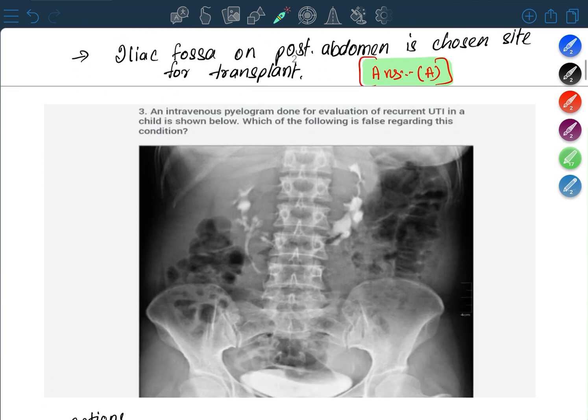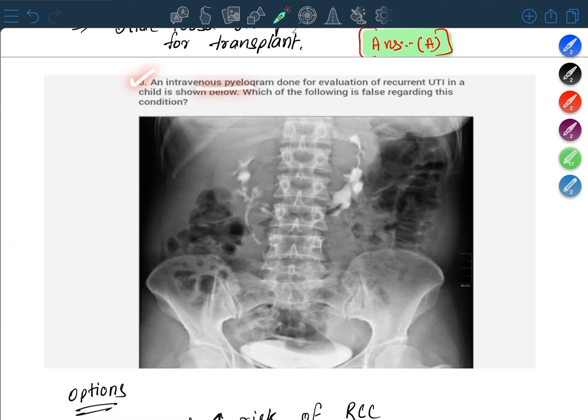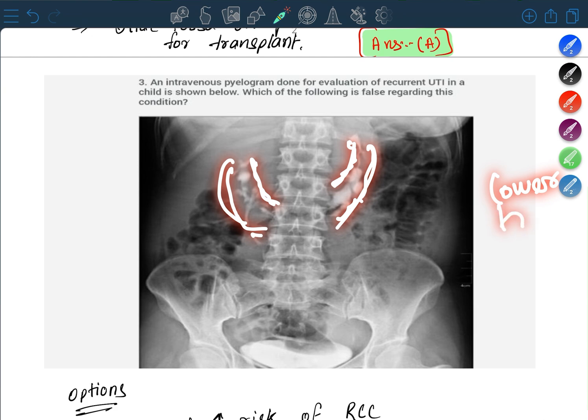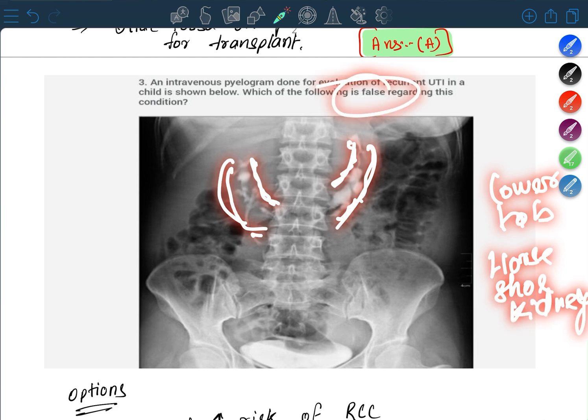Now let's move on. Intravenous pyelogram done for evaluation of a recurrent UTI, urinary tract infection in a child is shown below. Which of the following is false? This is very important. False regarding this condition. Okay, let's see this image. We can see this and again joining from this side. So see, these are the kidneys and they are joining. So see, the lower lobes are fused. So this is a typical case of horseshoe kidney. Okay, now let's look at the options and they have asked what is false.